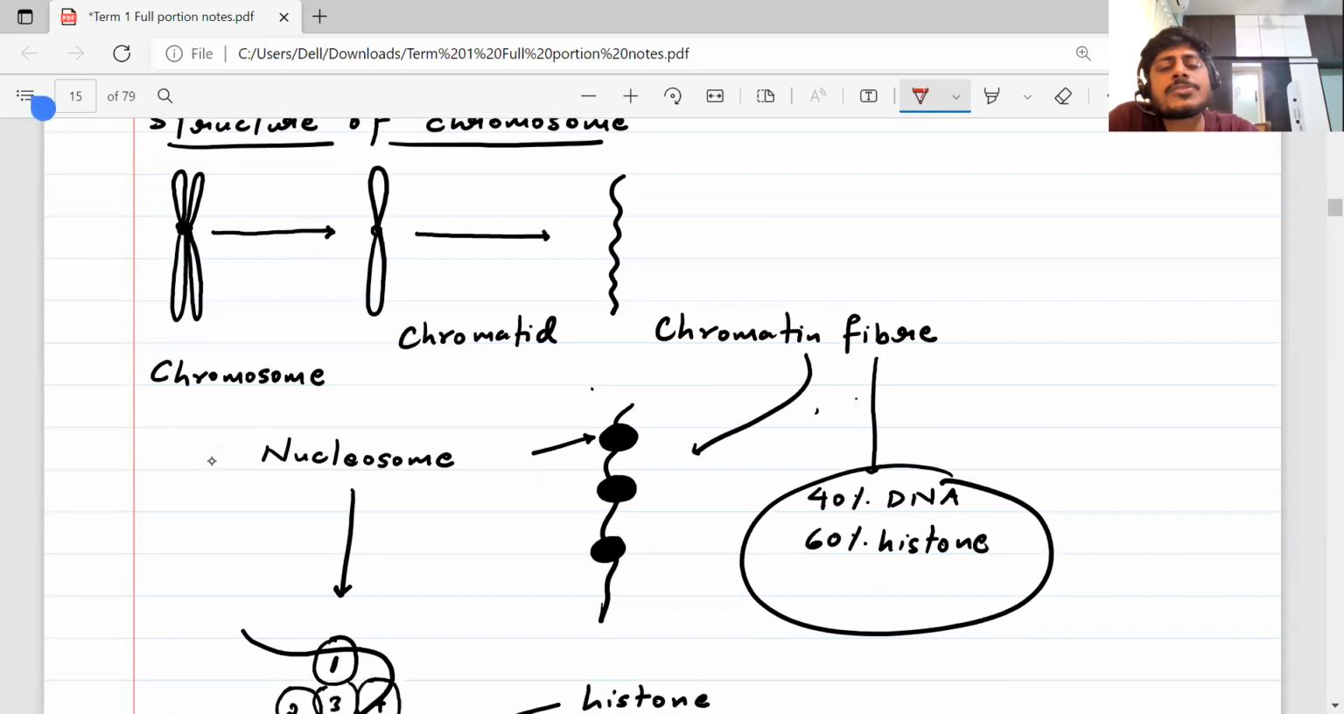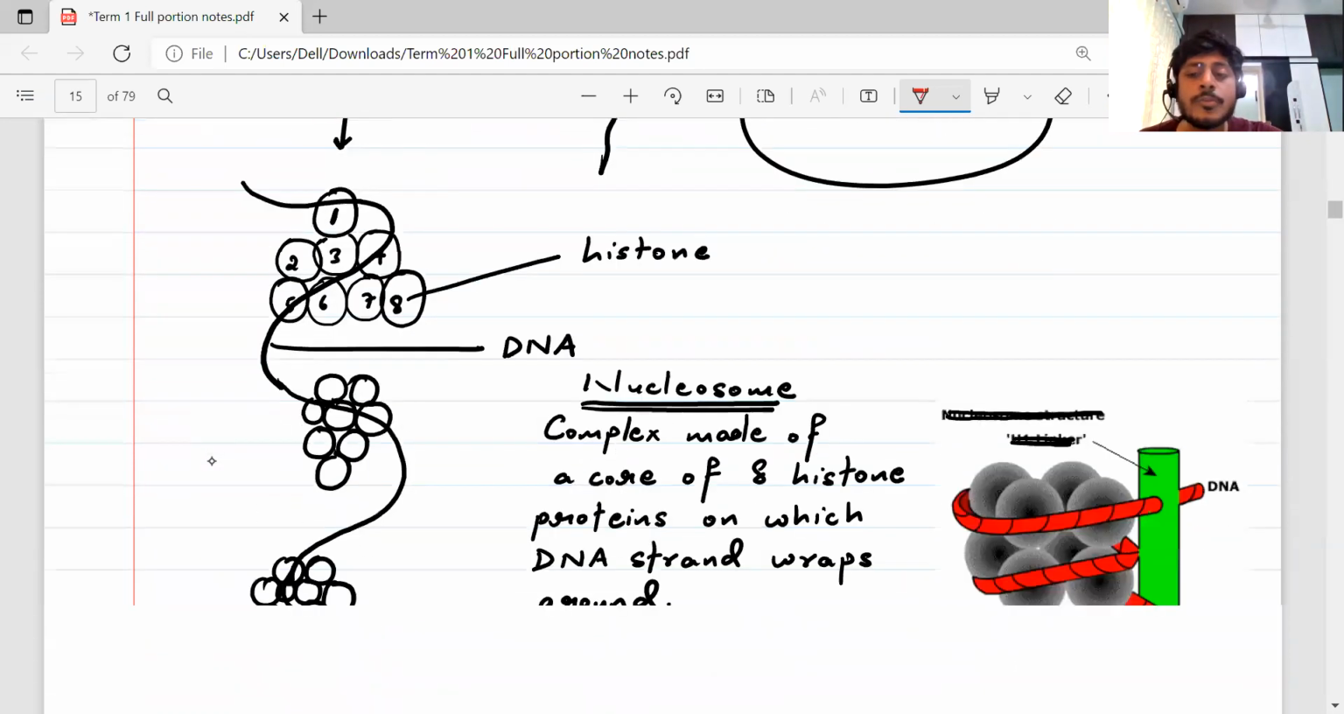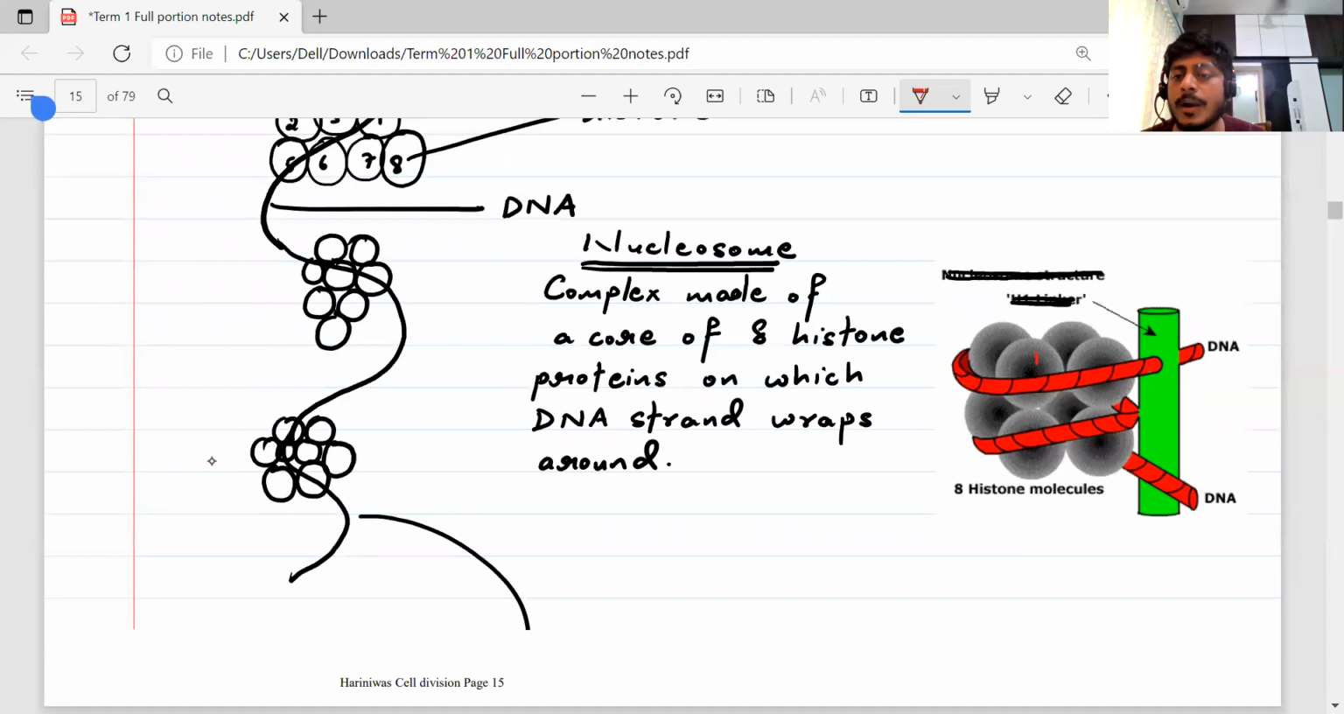So we had spoken about the structure of the chromosome. When we opened up a chromosome, we found a chromatid. When we open up the chromatid, we found the chromatin fiber. When we opened up the chromatin fiber, we found repeating units called nucleosomes, which were bead-like structures. These nucleosomes were basically a core of 8 histone proteins. Here we put up an image, you can see 1, 2, 3, 4, 5, 6, 7, 8. So 8 histone proteins core on which a strand of DNA wraps around. That's what a nucleosome is.